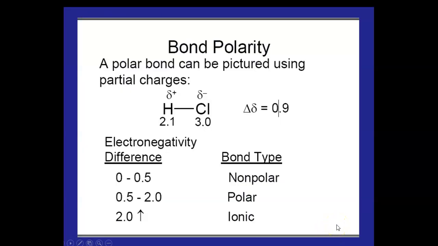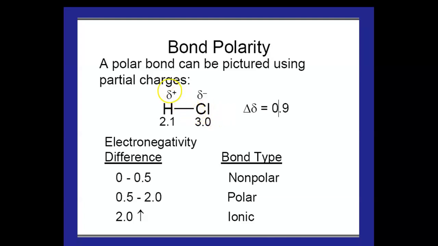Bond polarity can be pictured using partial charges. Now, these are not true charges, but they tell us in what direction the bond is tending. So, for instance, in hydrogen chloride, which is a molecule, this is the gas, not the hydrochloric acid in water, the hydrogen is less electronegative than the chlorine, and therefore the hydrogen has less time with its electrons, the electrons of this single bond, the two electrons, than the chlorine does. And so this is a polar covalent bond.